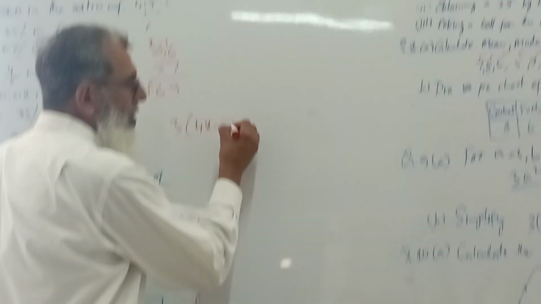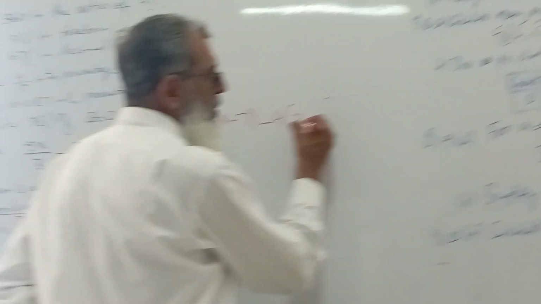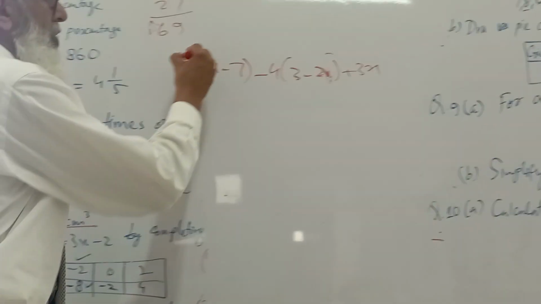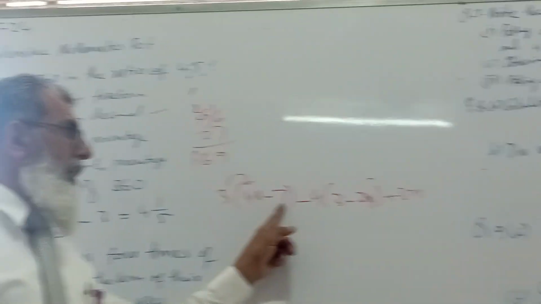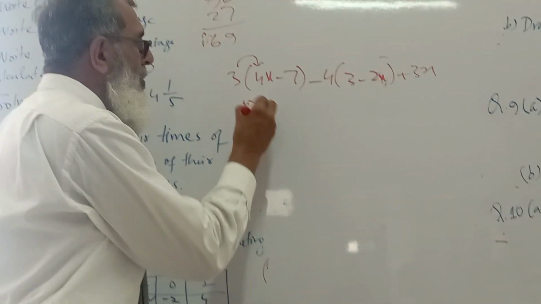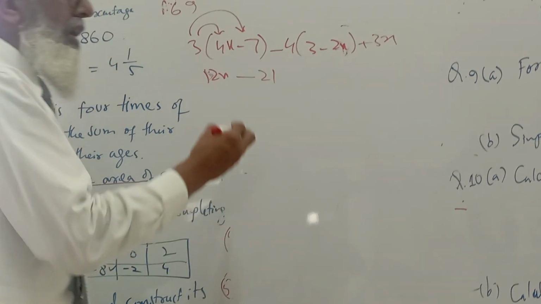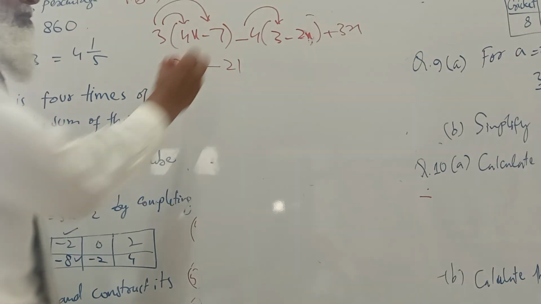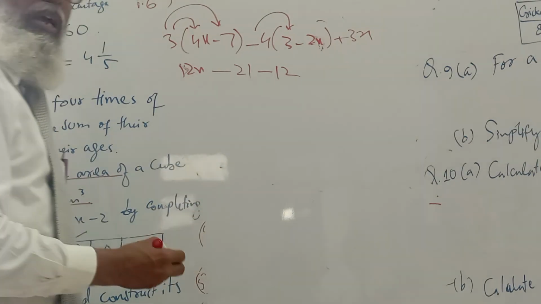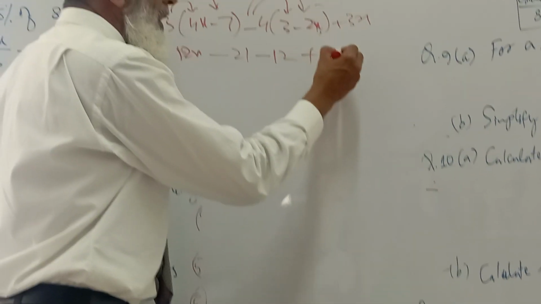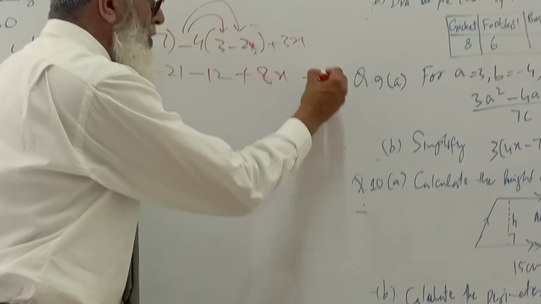Now, the next question is simplify. Simplify is very easy: 3 times (4x minus 7), minus 4 times (3 minus 2x), plus 3x. We multiply each bracket term by term. 3 fours are 12x, and 3 multiplied by minus 7 is minus 21. Now minus 4 multiplied first: minus times 3 is minus 12, and then minus 4 times minus 2x is plus 8x. And plus 3x remains the same.